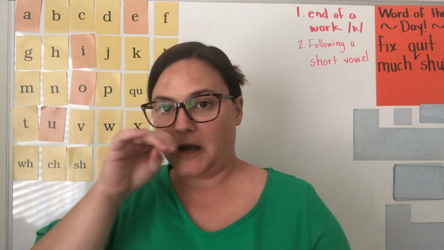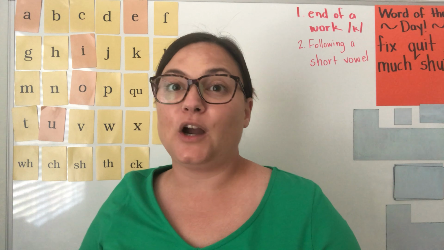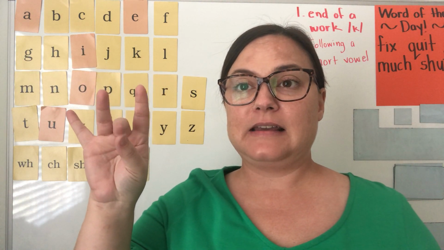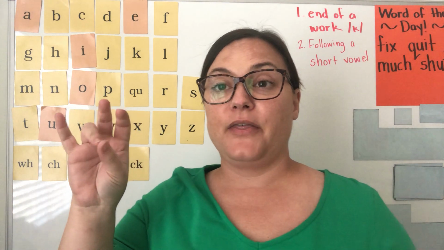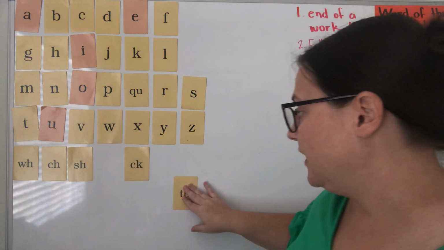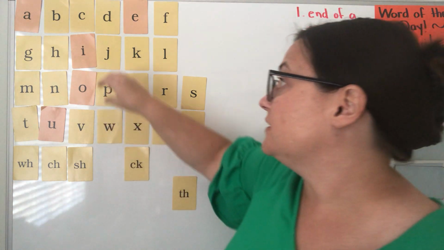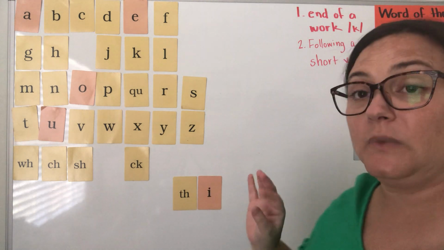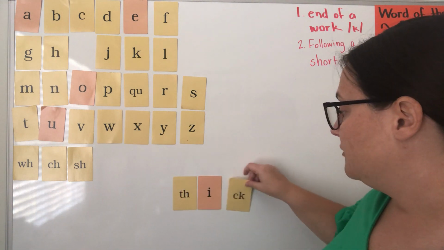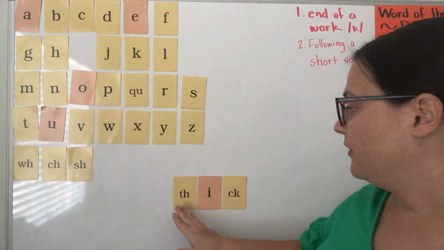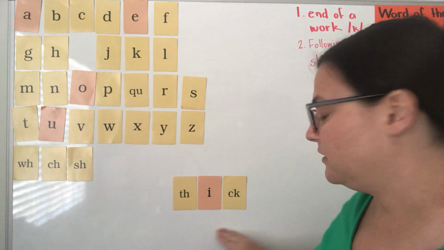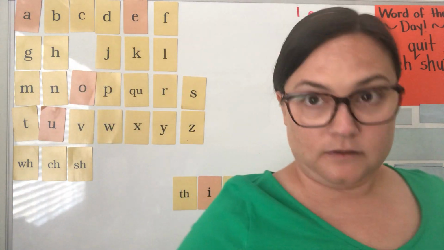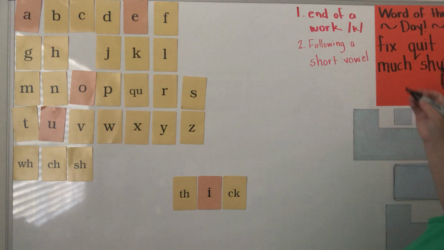Very good job. We have a word of the day. Our word of the day is thick. Ready? Ick, thick. Th is my first sound. That's a digraph. Then I have I, which is a short I sound. K, followed by k is CK. Th, ick, thick. So I need to write this on my word of the day over here.